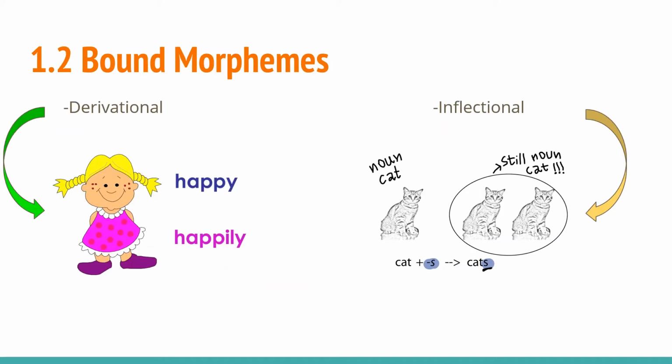Bound morphemes also come in two variations. Derivational morphemes completely change the meaning and class of the word. It can add a suffix like ly or er, and prefixes like un, and pre. These can alter the entire meaning of a word, for example, changing happy to unhappy, or mad to madly.